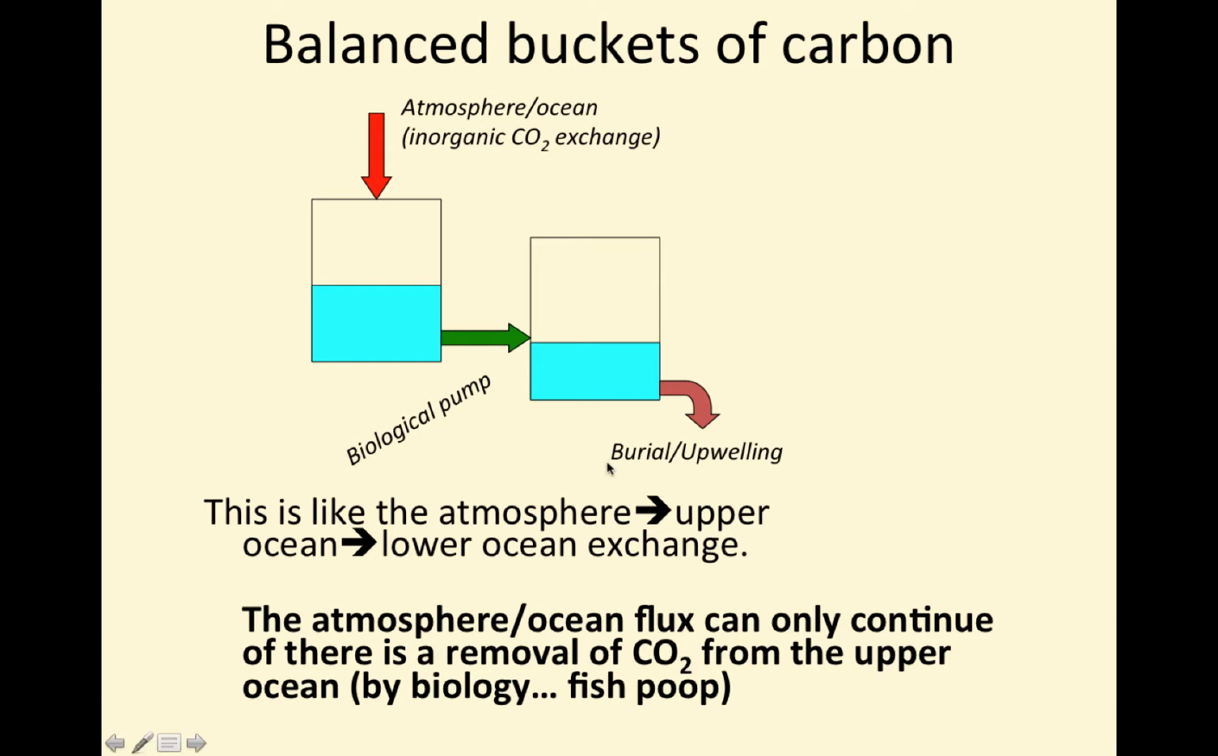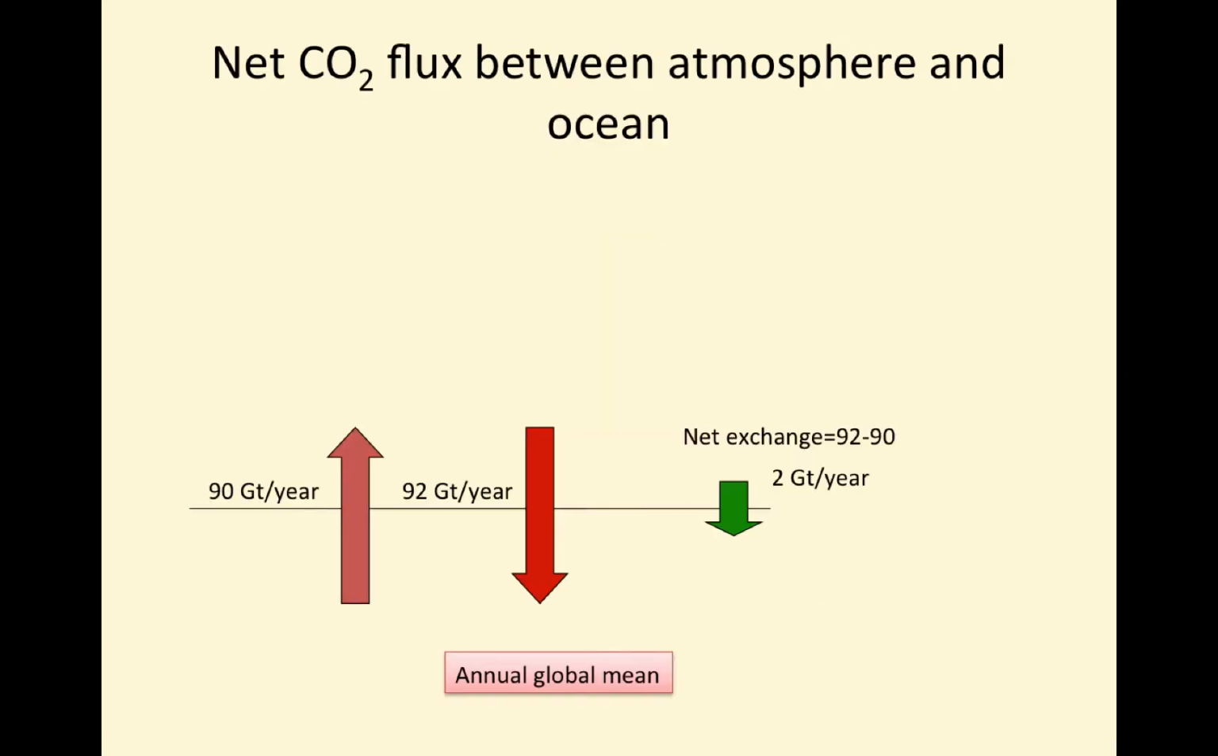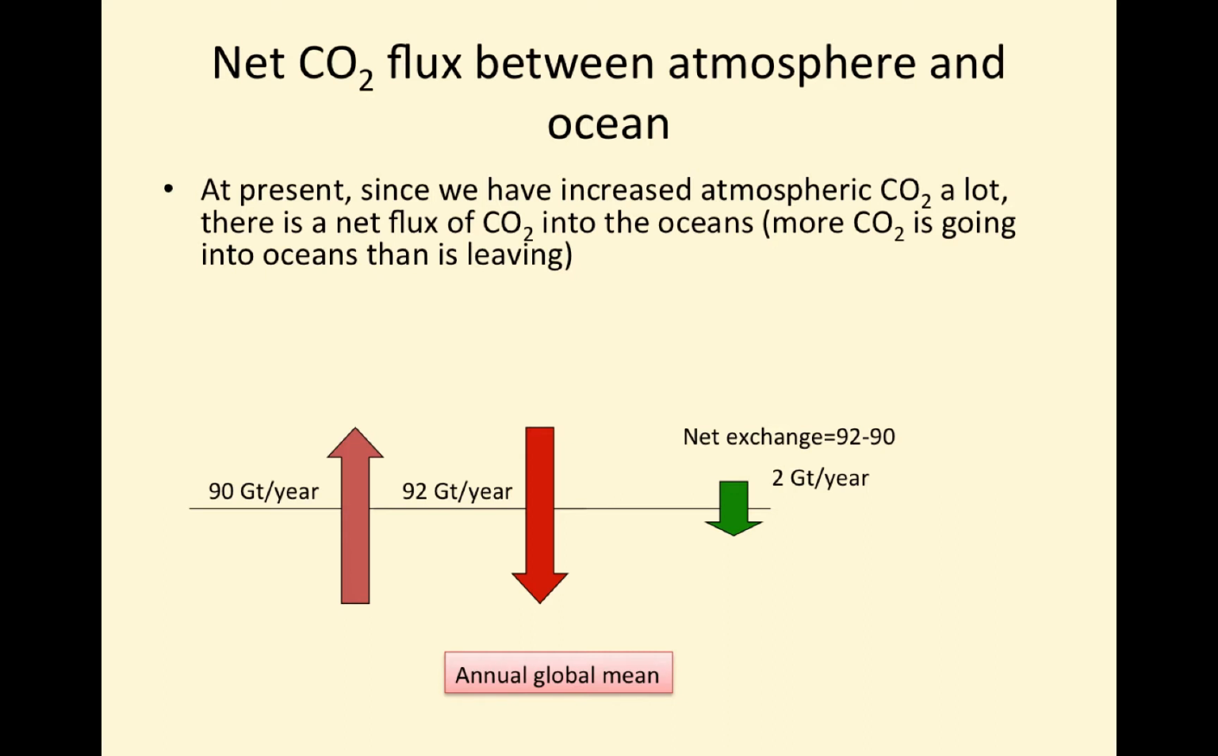So this is like the atmosphere, upper ocean, lower ocean exchange. The atmosphere-ocean flux can only continue if there's a removal of CO2 from the upper ocean by that biological pump. Looking at the net CO2 flux between the atmosphere and ocean today, we find that at present, since we have increased atmospheric CO2 so much, there's a net flux of CO2 going into the oceans. More CO2 going in the oceans than is leaving.